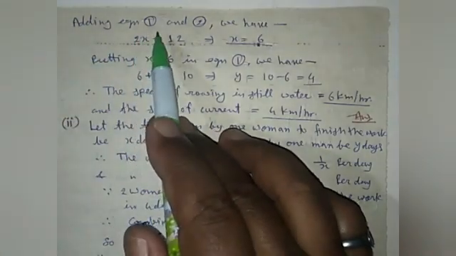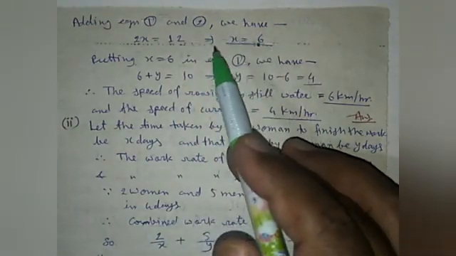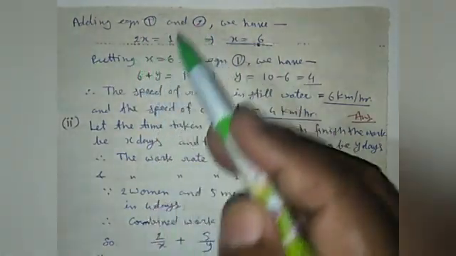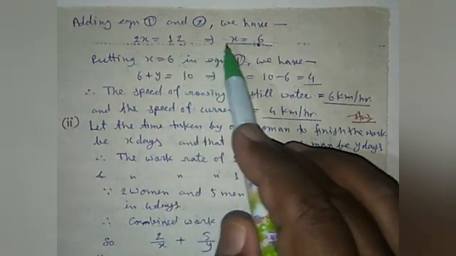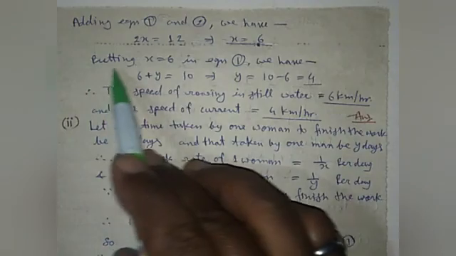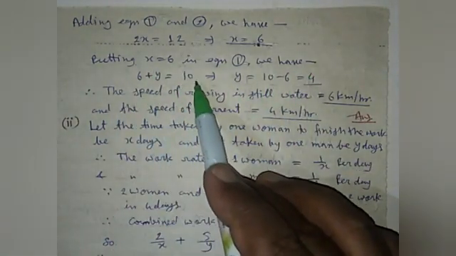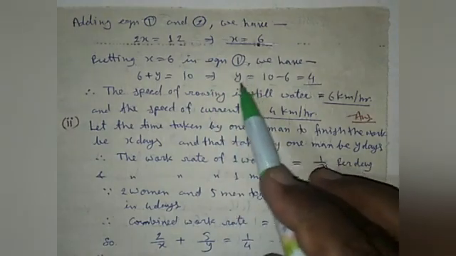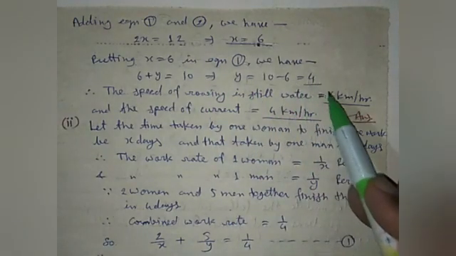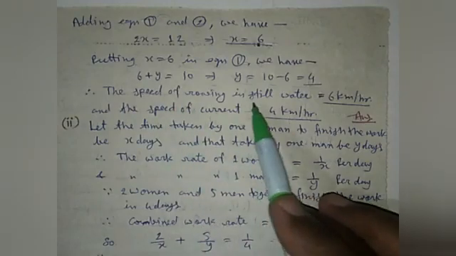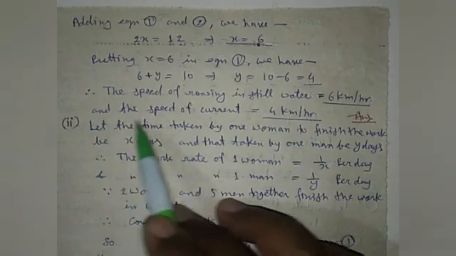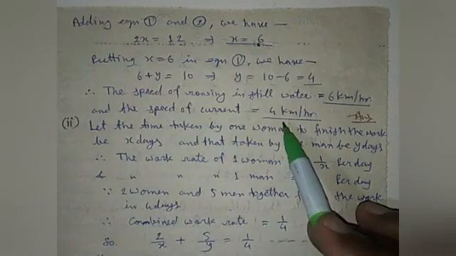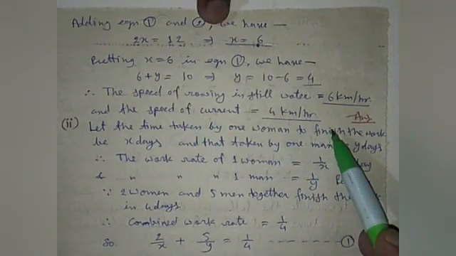Now adding equations 1 and 2, we have x plus x is 2x, and y minus y will be cancelled out. So here 2x equals 12. Hence x equals 6. Now putting x equal to 6 in equation 1, we have 6 plus y equals 10. So y equals 10 minus 6, that is equal to 4. Hence the speed of rowing in still water is equal to 6 km per hour and the speed of the current is equal to 4 km per hour.